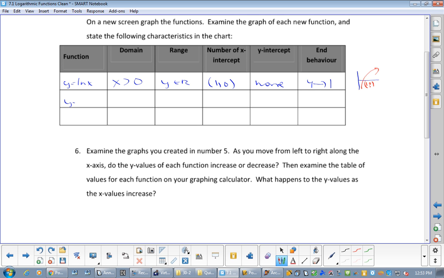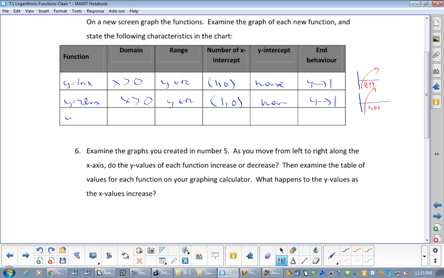Okay, now y equals 4 ln x. What happened last time when I put a 6 in front? What did it do? Made it steeper, right? Still going through 1, 0. But by looking at it, what's my domain? Range. Well, it's in the reals. 1, 0. Y-intercept, none. 4 to 1. So we're trying to see what changes and what doesn't change.